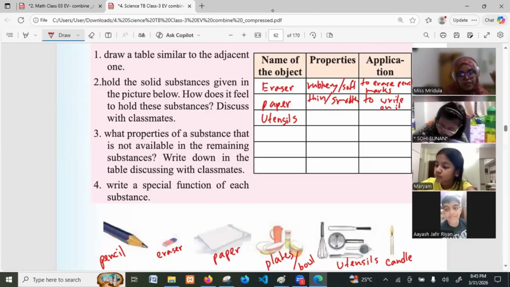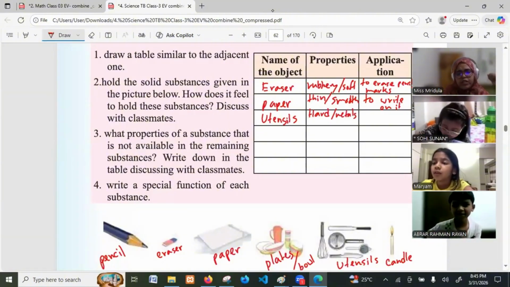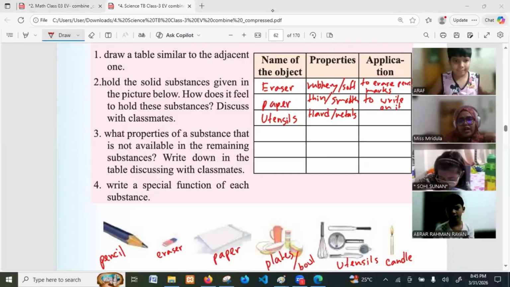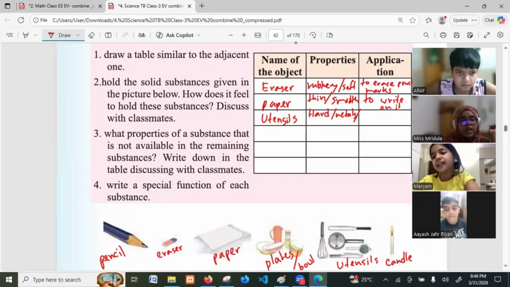Then we have the utensils. What can be the properties of it? Metal. Hard. Utensils cannot be plastics, because plastics will melt. They are stainless steel. The application is for cooking, or to cook.